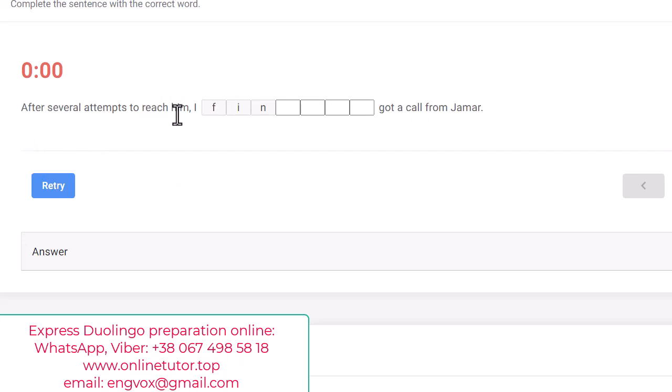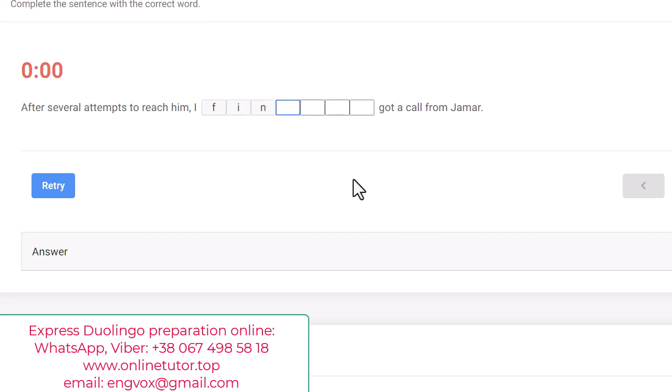After several attempts to reach him, I, fine, got a call from Jamar, or Jama, or Jam, I don't know. So, I look at this, I understand the mini context of the sentence. I have to feel the part of speech. What do you think? Here is a verb. Okay, most probably it's an adverb, because an adjective will not modify a verb here, you see. So it's 99% an adverb.